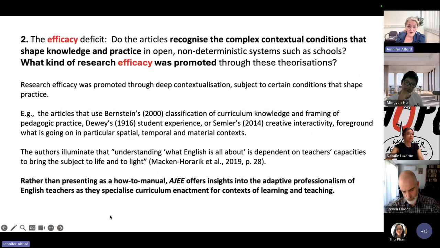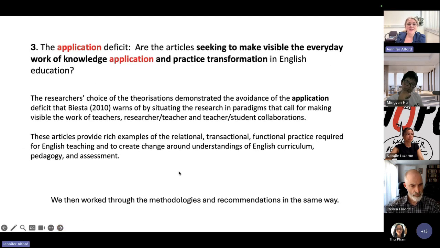curriculum enactment for contexts of learning and teaching. And thirdly, the application deficit.